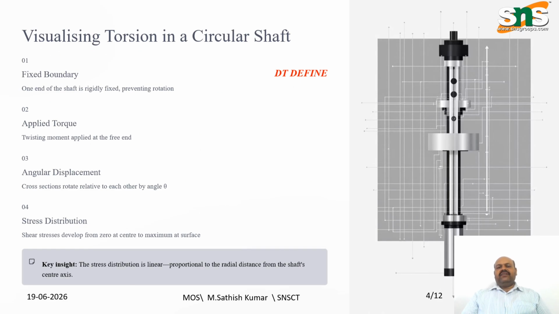So visualizing torsion in a circular shaft, it is all about the fixed boundary and the applied torque, angular displacement, and stress distribution. The key insight from this slide is that the stress distribution is linearly proportional to the radial distance from the shaft center axis.